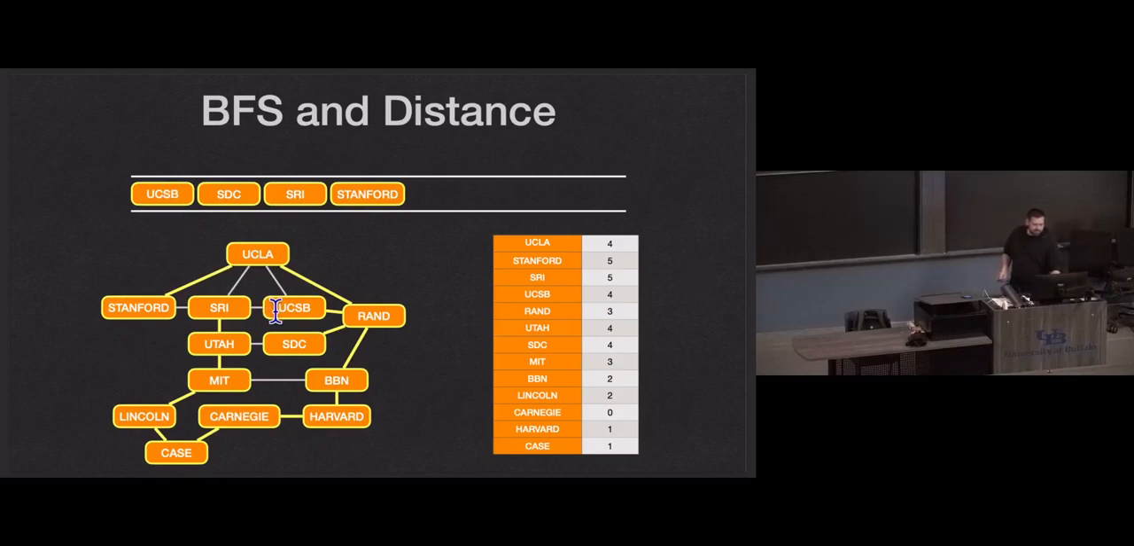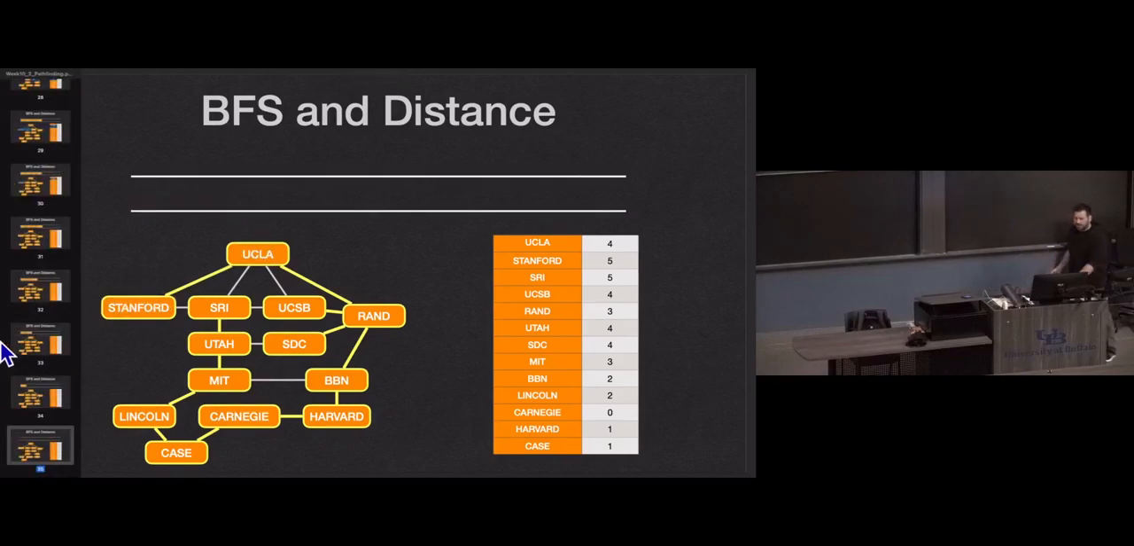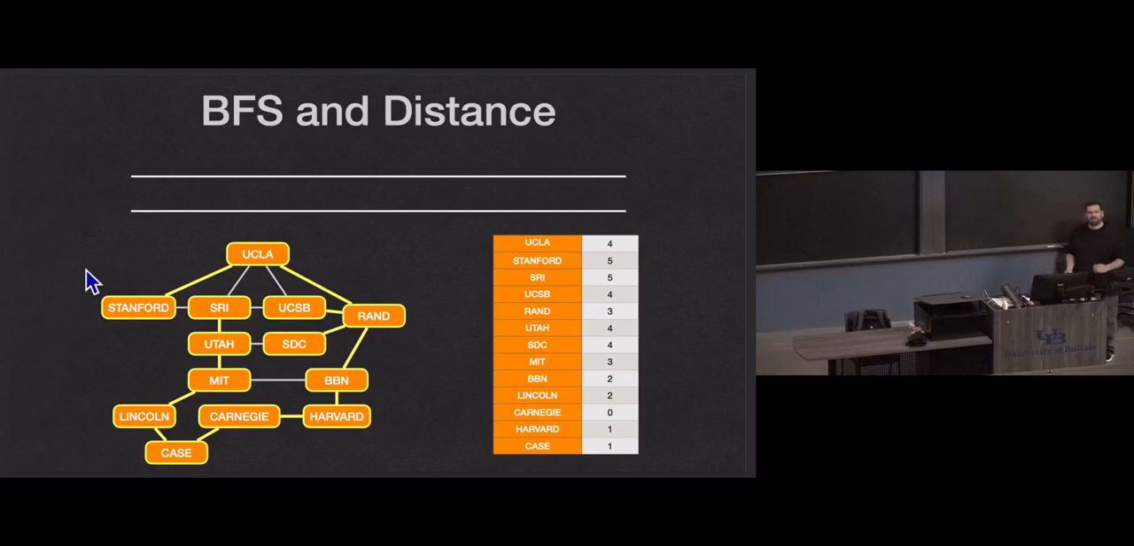DQ UCSB, nothing to do. DQ SDC, nothing to do. DQ SRI, nothing to do. DQ Stanford, nothing to do. And finally, our queue is empty. Once the queue is empty, we're done. We're out of here. There's nothing else to do.